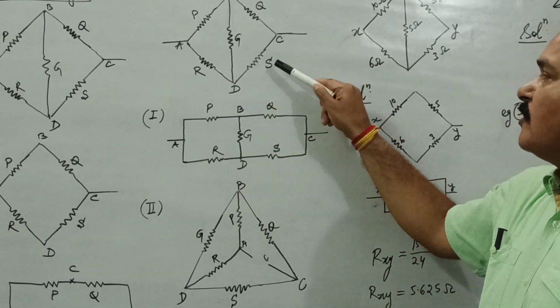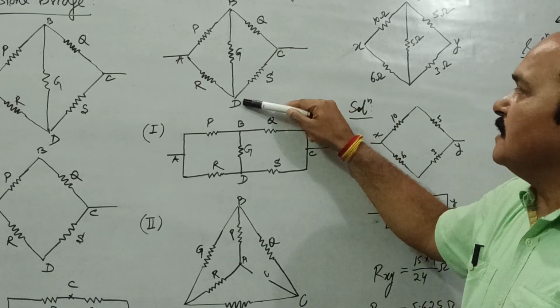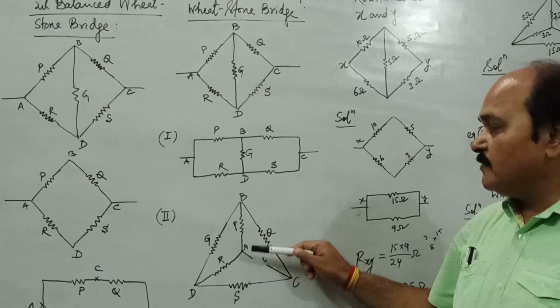In between D and C is what? S. Yeah, D and C is S. And in between B and D is G. Same way here also.